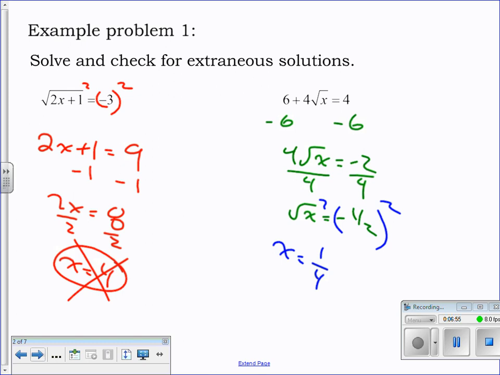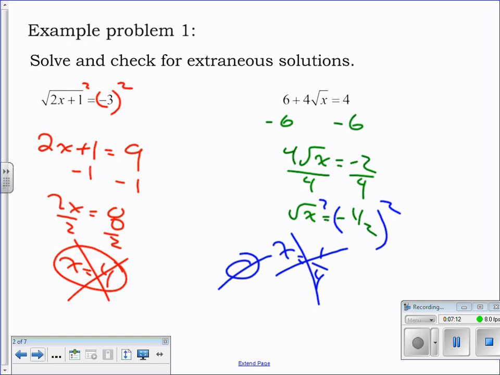Once again, no solution. Our answer does not work. It is an extraneous solution. Every step we did was valid math, valid algebra. Our final answer doesn't work in the original problem. That means nothing will work.